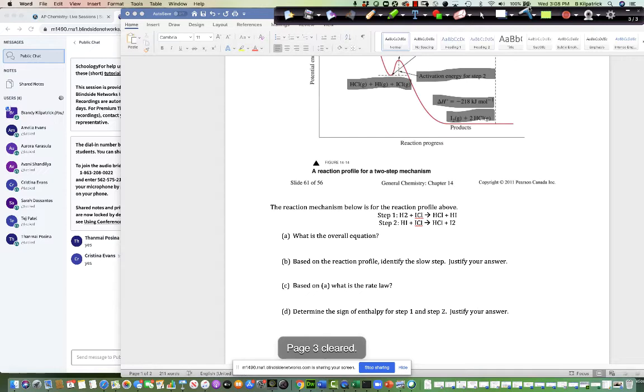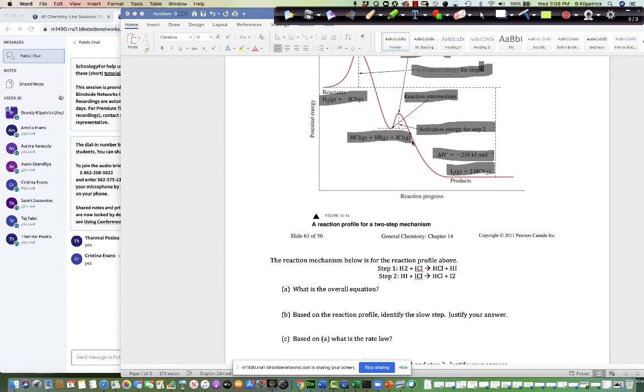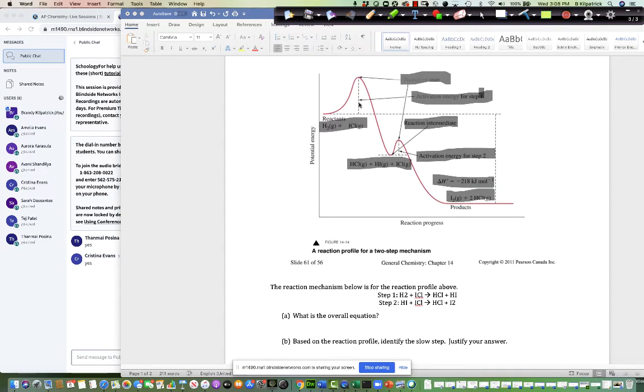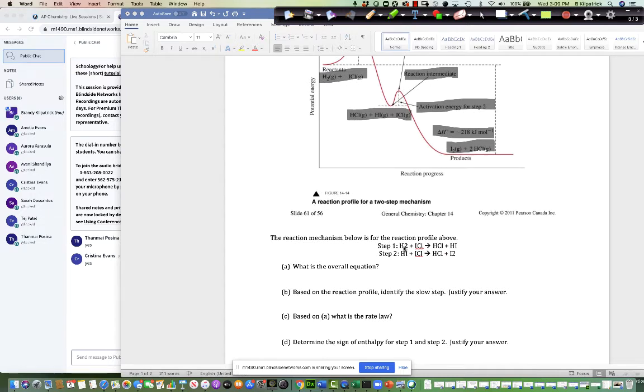So based on this, what is the rate law? Well, the rate law is going to be based on the slow step. And we just decided that the first step is the slow step. So the reactants of the slow step will give you the rate law. So rate is equal to little k multiplied by H2 to the first and ICl to the first, because it's based on the stoichiometry of the slow step.